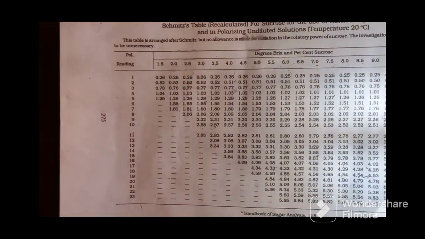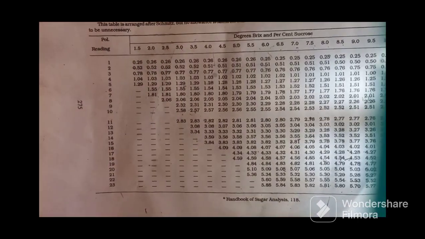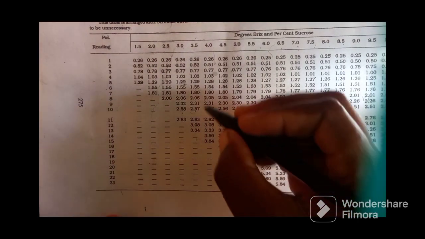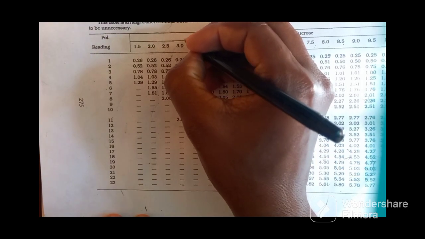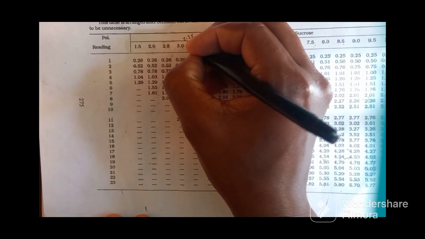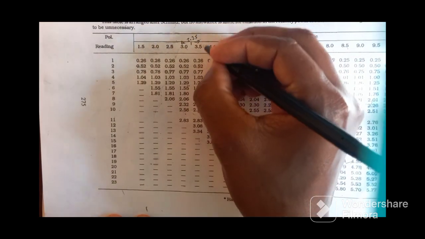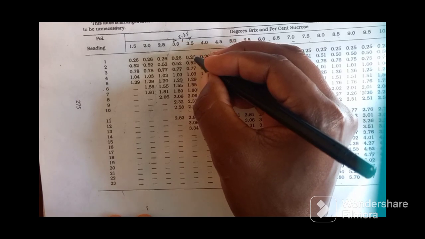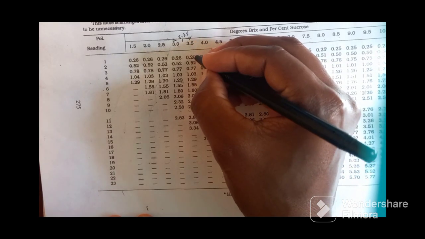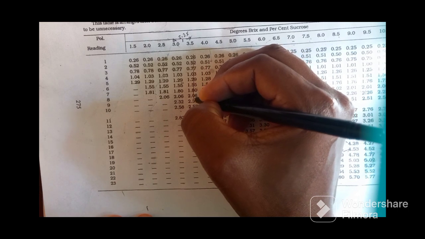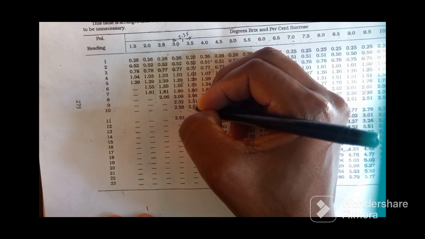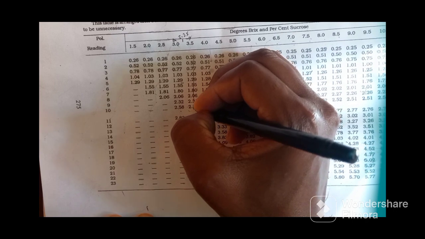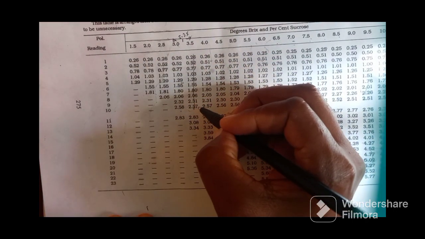So let's see where 3.4 lies. It lies between 3.0 and 3.5. And in between 3.0 and 3.5, we have 3.25. So any value that lies above 3.25 is taken under 3.5. So for our 3.4 we read 3.5 and our pol is 10. So the value that lies between 10 and 3.5 is 2.57. So we record that 2.57.